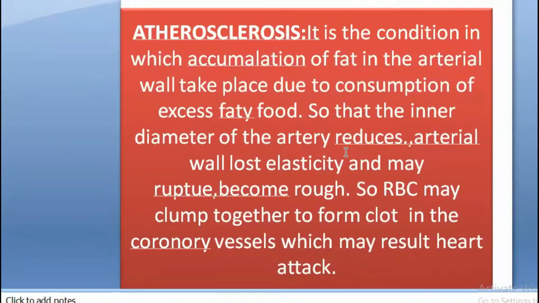September 29th we celebrate as World Heart Day.